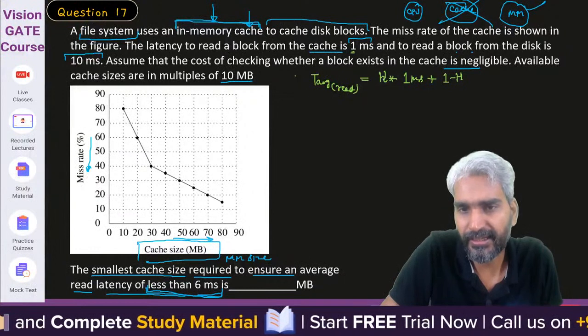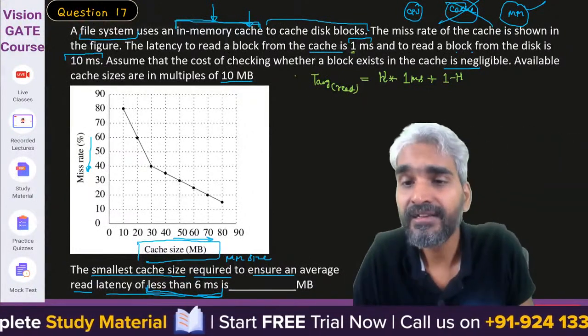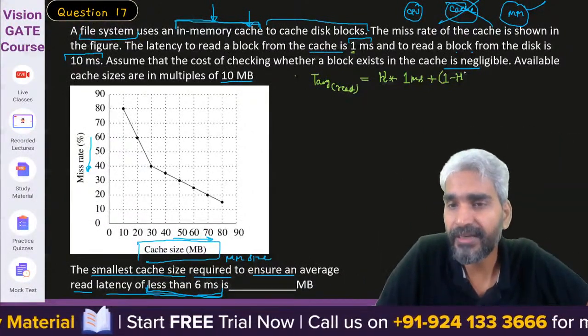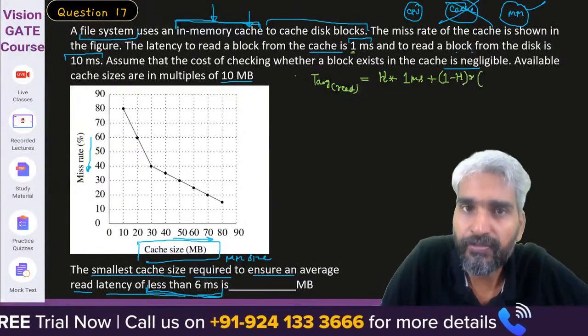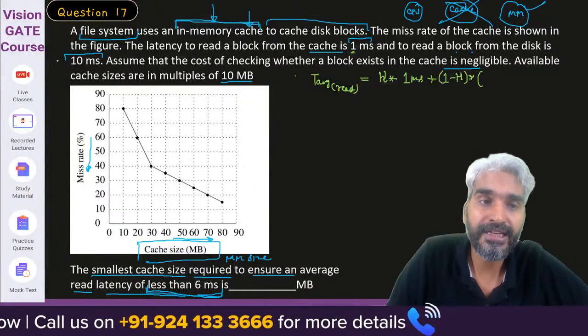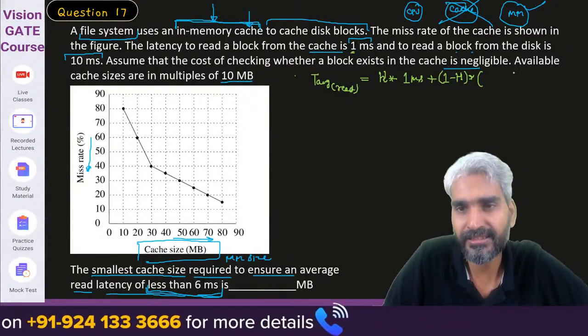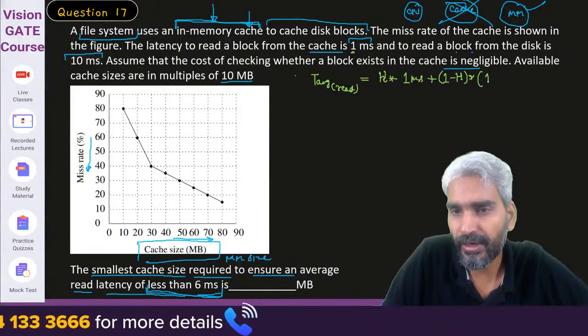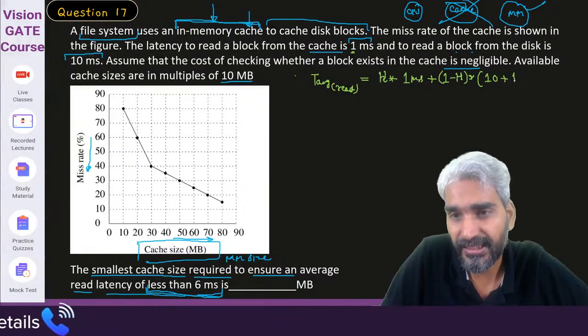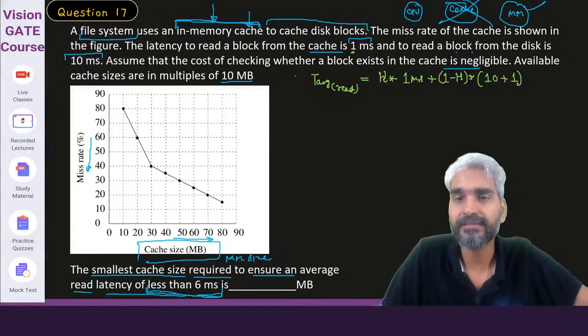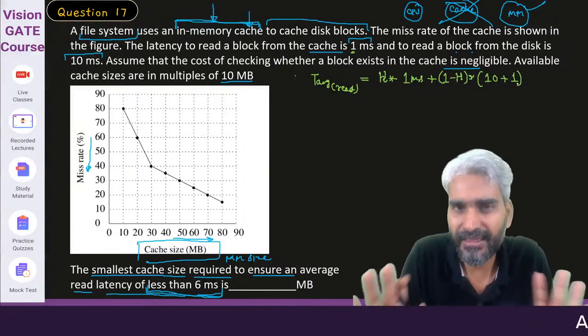Let me write capital H. If it is a miss in the cache, with rate 1 minus H, in that particular case, how much time will be required? First of all, you will bring the block from secondary memory, that is from disk to main memory. That will require 10 milliseconds, and after that, to access that block from the cache, you will eventually require 1 millisecond. So that's the idea. This is the overall thing.